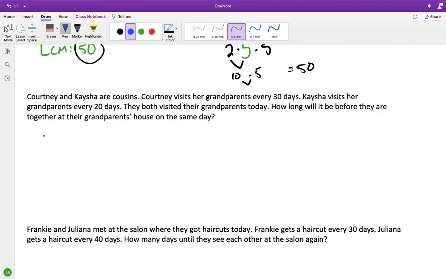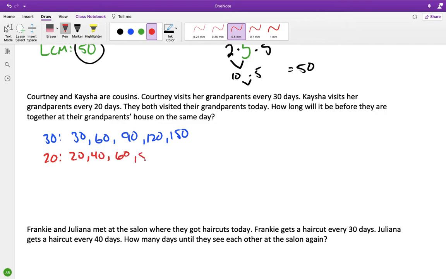So Courtney is every 30 days. So we have 30, 60, 90, 120, 150. Hopefully she gets to see her cousin before then. Keisha goes by 20, so it's 20, 40, 60, 80, 100. Now you're probably watching this thinking, Mr. Robinson, why don't you just stop at 60? You're right, I could have stopped at 60. The least common multiple is 60 indeed. So the least common multiple is 60.